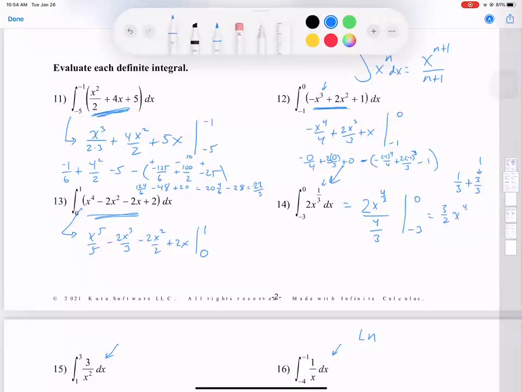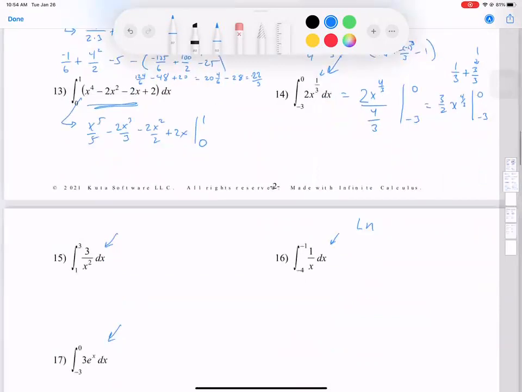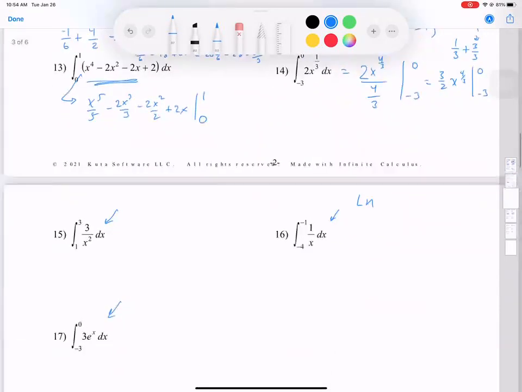So that's 3 over 4 x to the 4 over 3. Plug in 0 and negative 3. That's the easy part, actually. The hard part is going to be you plugging in that negative 3. Algebra 2 sucks. Okay. All right.